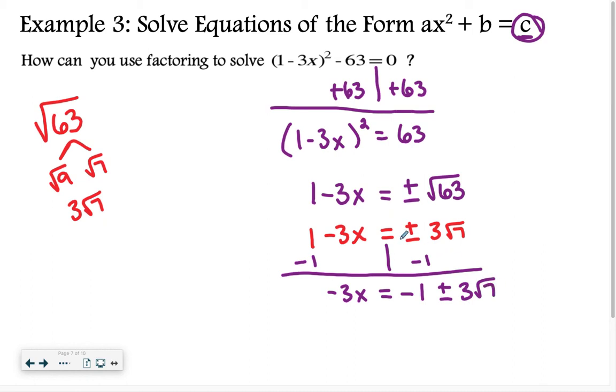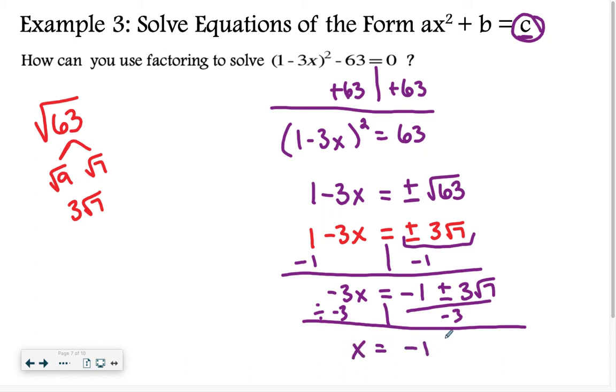That plus or minus gets treated like it's glued to this term, okay? That plus or minus needs to stay with that 3 square root of 7. It cannot move to be in front of that negative 1. Okay? All right, so now that I have that all lined up and I want to get x all by itself, I still have that negative 3 being multiplied with the x, so I'm going to divide both sides by a negative 3. All right, so I'm left with x equals negative 1 plus or minus the 3 square root of 7 all over negative 3. And that's what I would type into my online book for an answer.